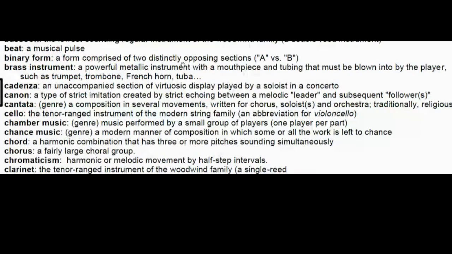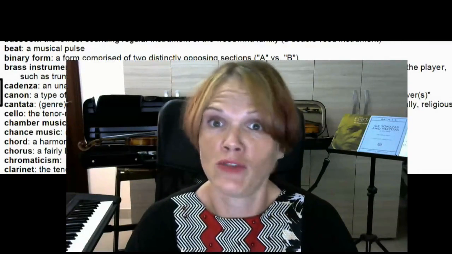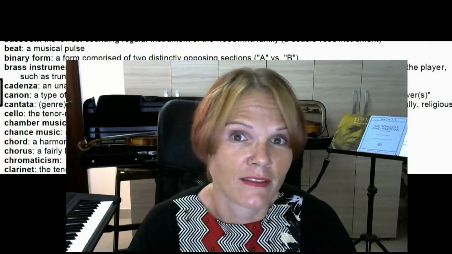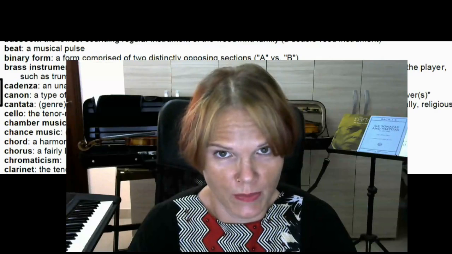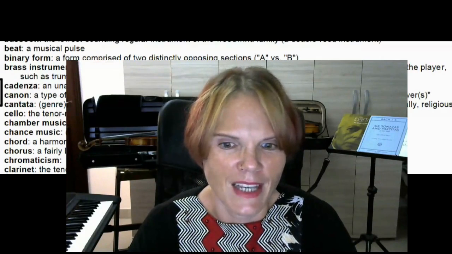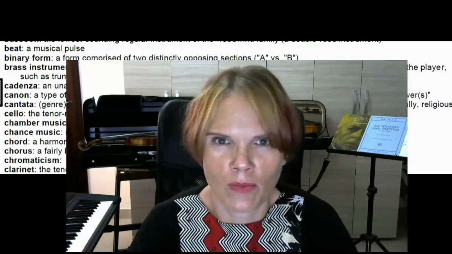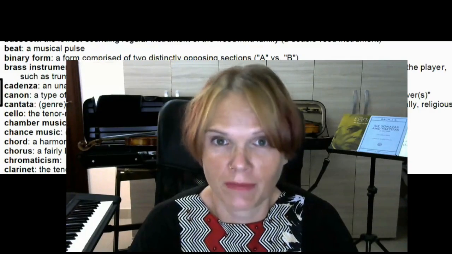A cantata, which is a genre, a composition in several movements written for chorus, soloists, and orchestra, traditionally a religious work. Who was the composer who actually wrote hundreds of cantatas? It's Johann Sebastian Bach. A cantata is a little bit opera-ish, but much shorter than the opera.